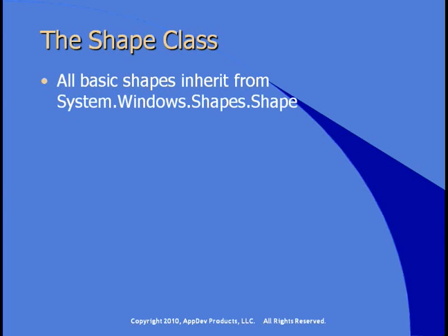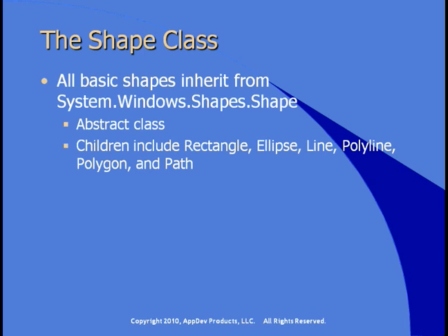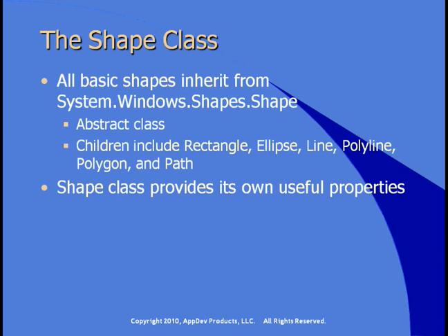All basic shapes inherit from the system.windows.shapes.shape class, so they share some common behaviors. That's an abstract class. You can't actually create an instance of that class. Instead, you'll use classes like rectangle, ellipse, line, polyline, polygon, and path, and we'll look at all of these in this section.